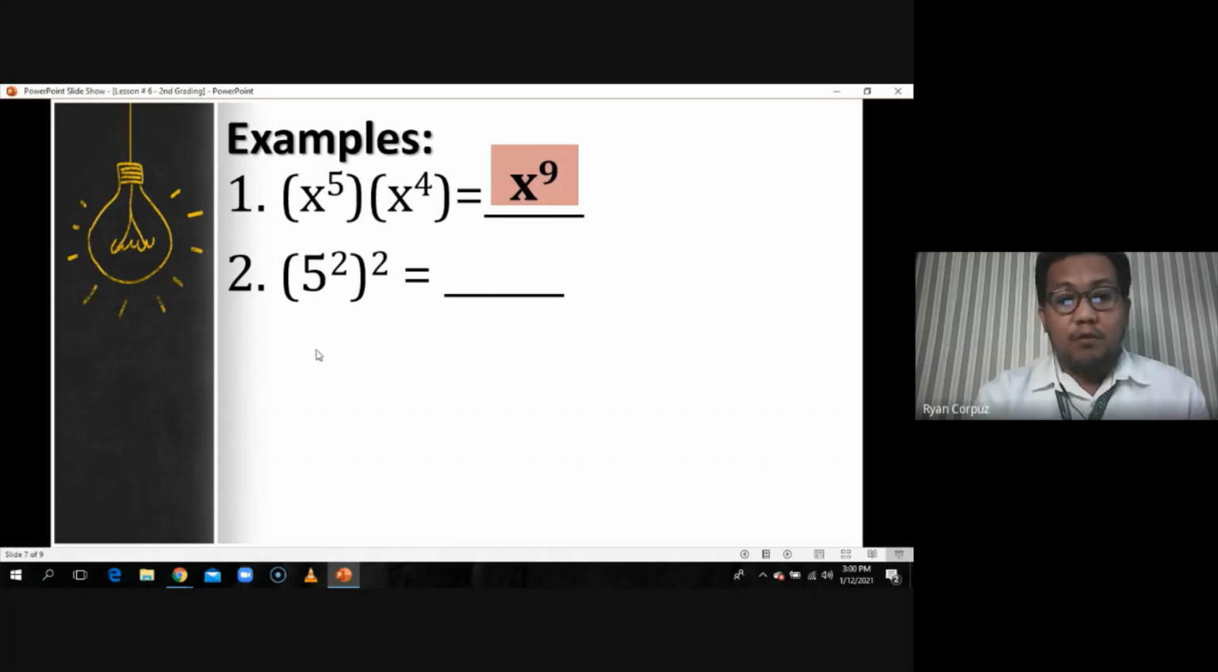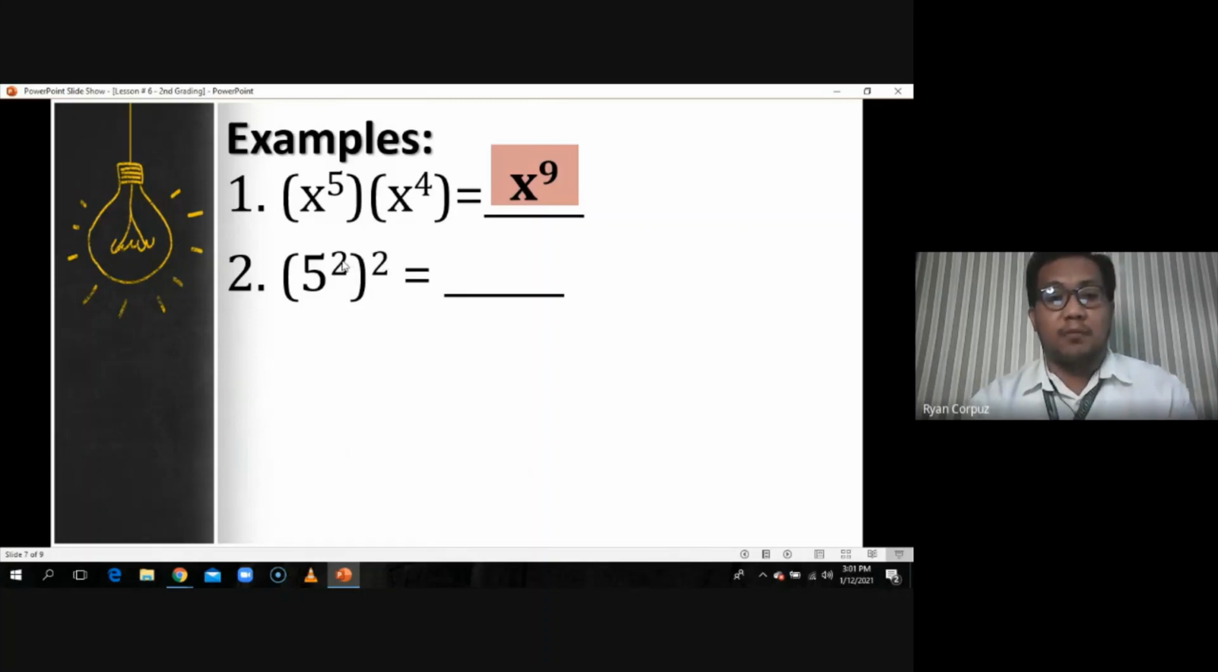Why is it called the power rule? Because you have an exponent inside and also an exponent outside, or a power of a power. That is why it is called the law of exponent for power of a power, or power rule in short. When you have a term with an exponent that was raised again to another exponent, simply copy the base, then multiply the exponents. So we copy the base, that's 5, then multiply the exponents, 2 times 2. That would be 4.